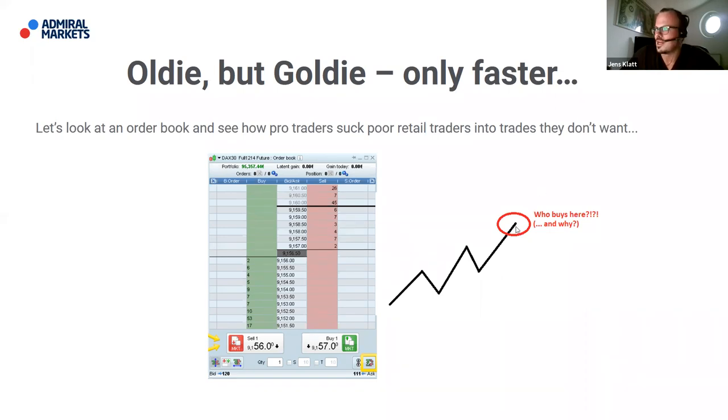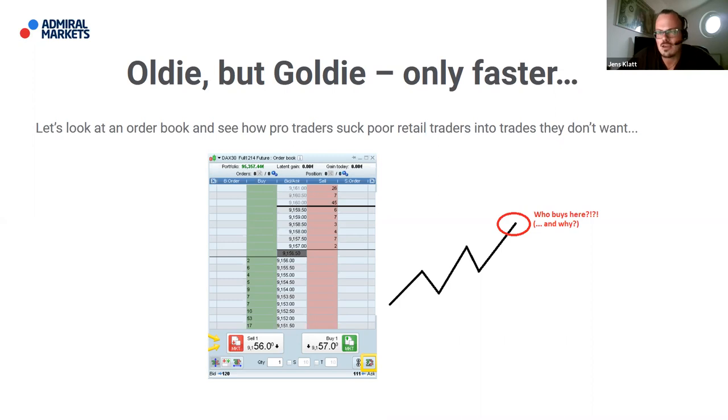But now the question is, when looking at this structure and seeing the market having significantly broken these highs here, you might say, from a risk reward perspective, I'm not really sure whether I want to buy at this level. But the question certainly arises, who will buy there, especially in the lower time frame?